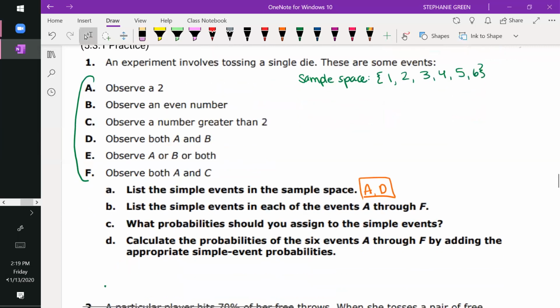Next, it says list the simple events in each of the events A through F. With A and D.